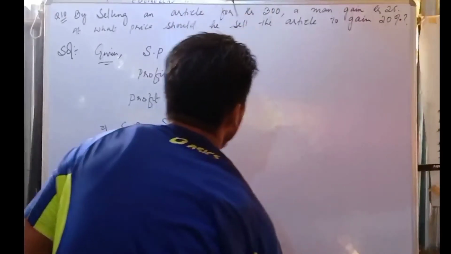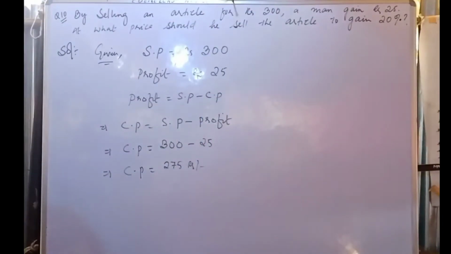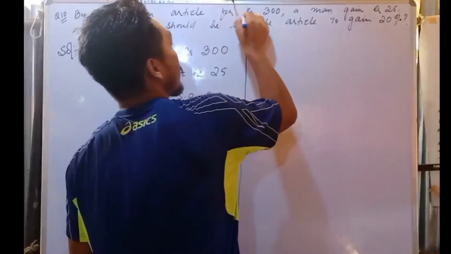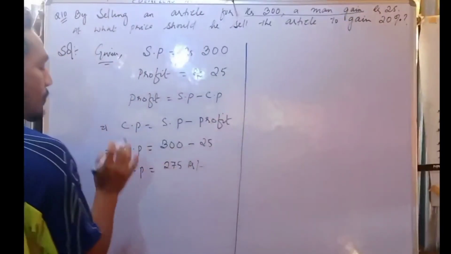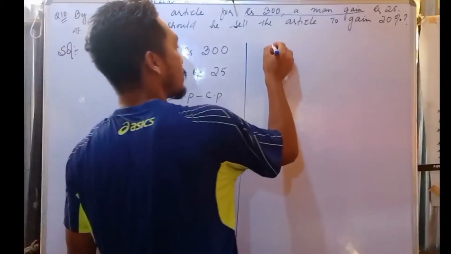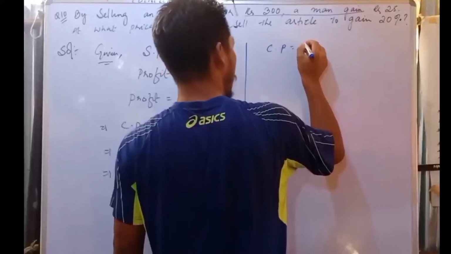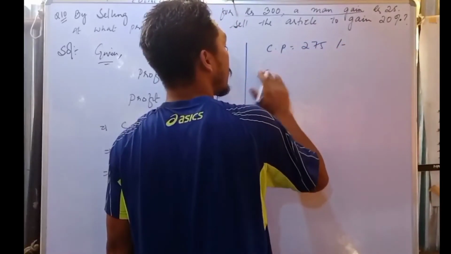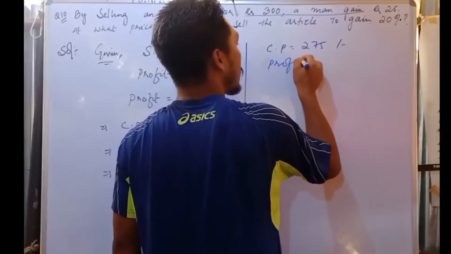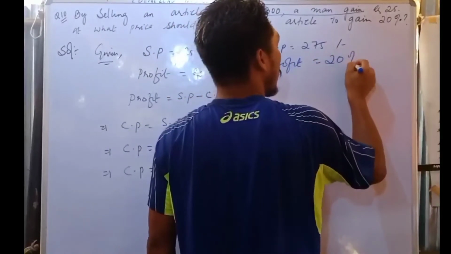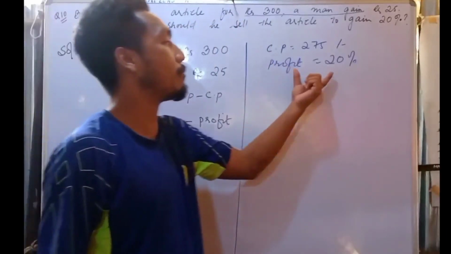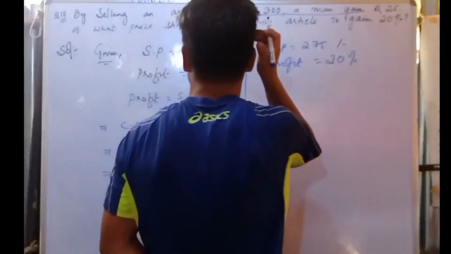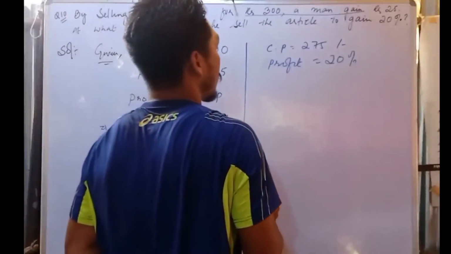Now we will try to find out the selling price for the gain percent. With this information we have got the CP, which is 275. The profit percent is 20%. So if I want to get a profit of 20%, for what amount should I sell the article?